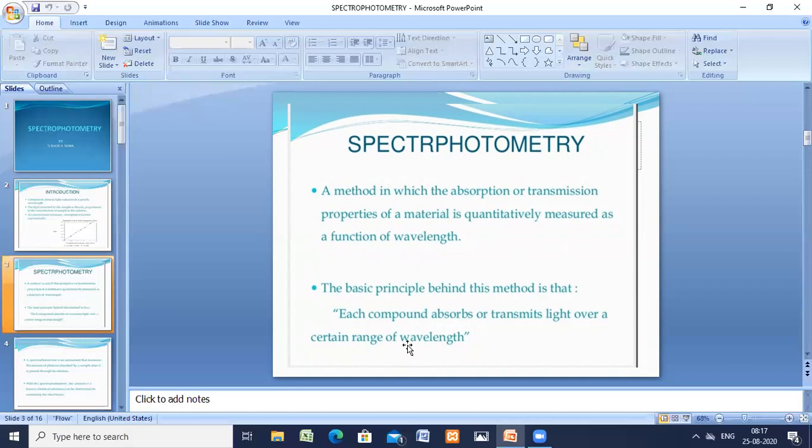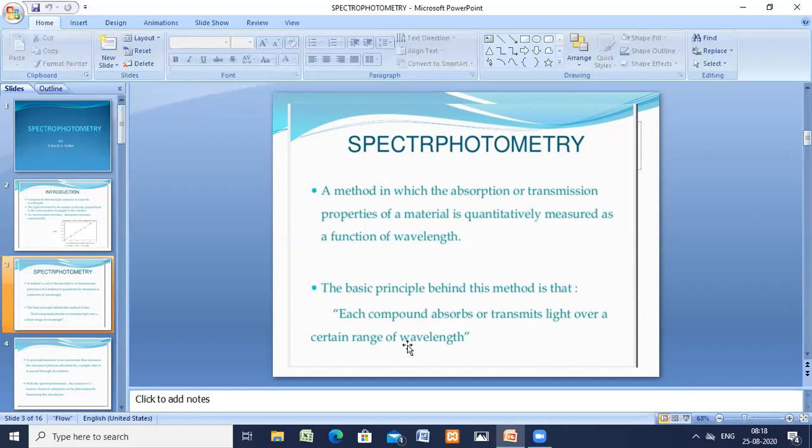In the electromagnetic spectrum you have different regions: cosmic rays, gamma rays, X-rays, ultraviolet rays, visible rays, infrared rays, microwaves, radar, television, NMR, radio waves, and current rays. These are the different regions of the electromagnetic spectrum.